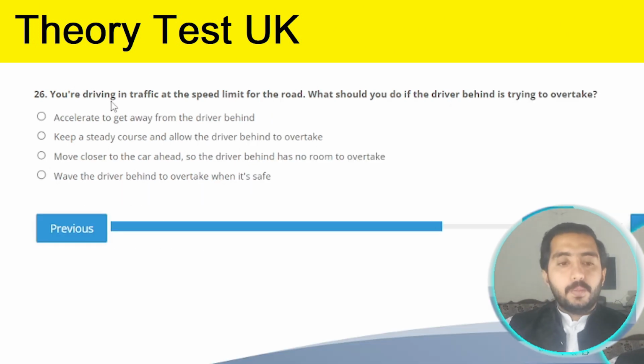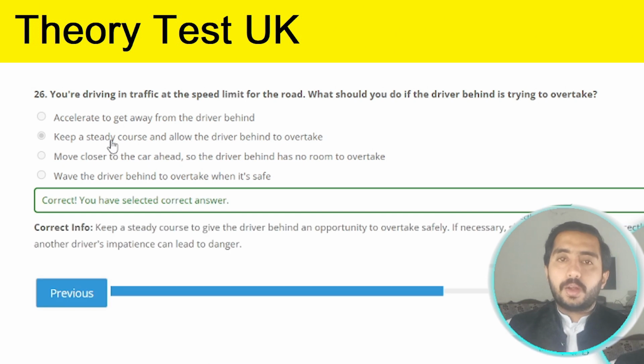Next question. You are driving in traffic at the speed limit of the road. What should you do if the driver behind is trying to overtake you? The correct option is keep a steady course and allow the driver to overtake you. Option B is the correct option.